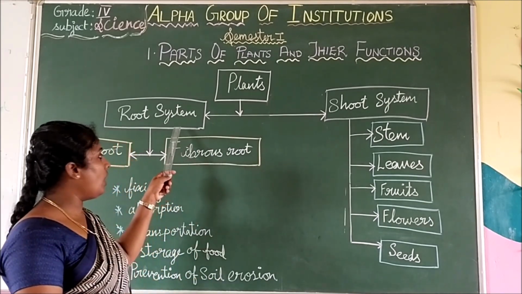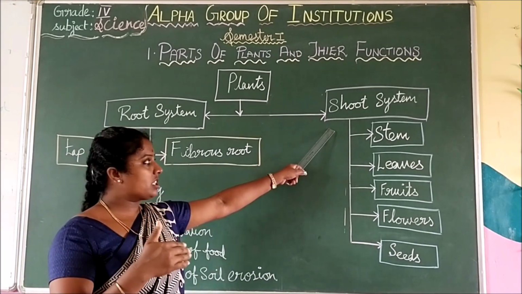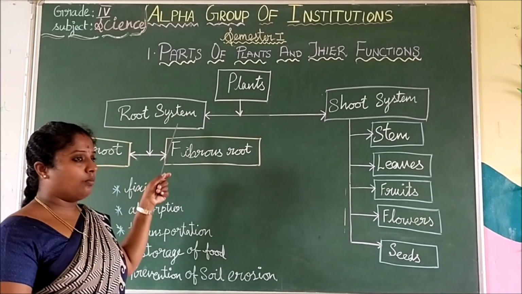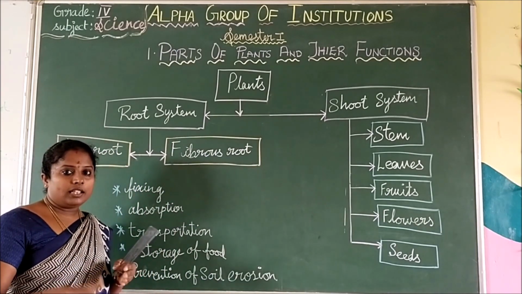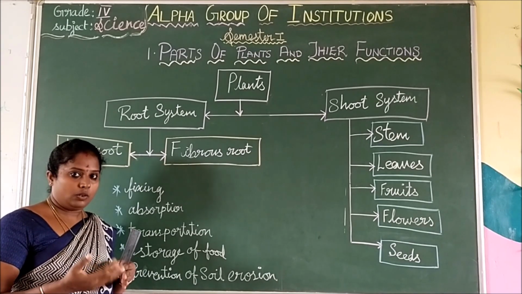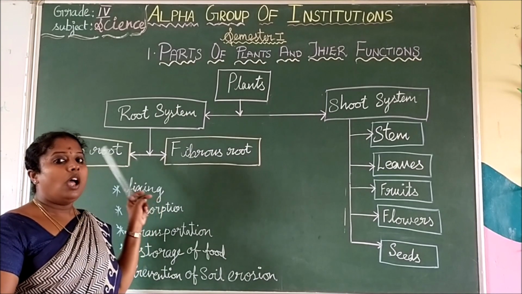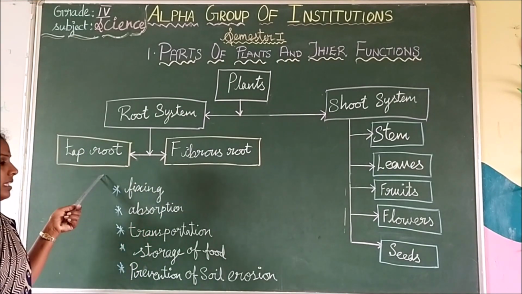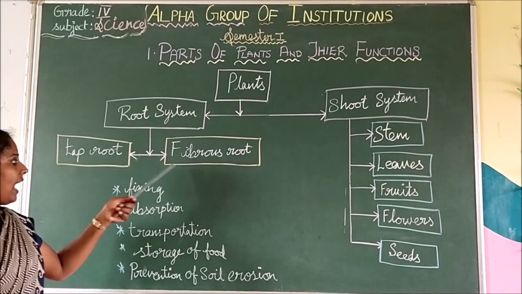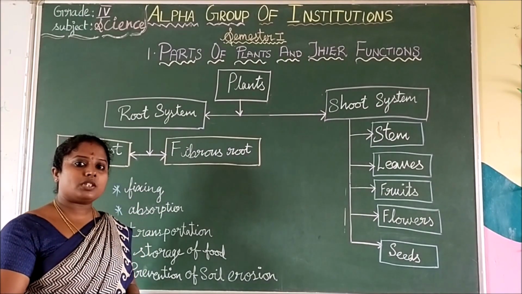Below the ground is called root system, and the part of the plant which is above the ground is called shoot system. So root system, what? It will be under the ground. Which part will be under the ground of the plant? Root. So that is root system. Root system is divided into 2 categories, that is taproot and fibrous root. So what is the difference between taproot and fibrous root?